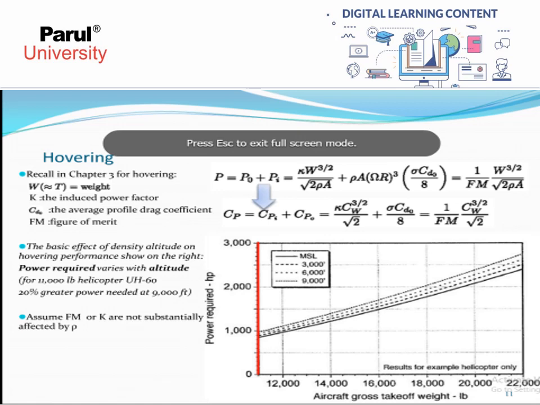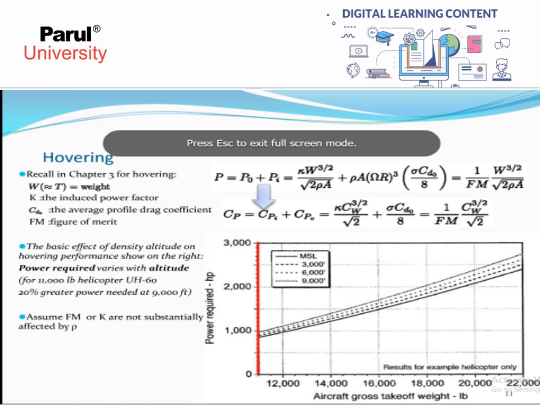Now we can see here P is equal to P naught plus Pi, is equal to K times W to the power 3 by 2 upon 2 square root of 2 rho A. Here instead of T we are using W, weight, plus rho A omega R to the power 3 into bracket sigma CD naught by 8, is equal to 1 upon FM into W to the power 3 by 2 upon square root of 2 rho A. In terms of coefficients, Cp is equal to Cpi plus Cp naught.